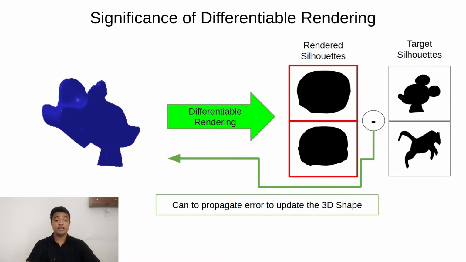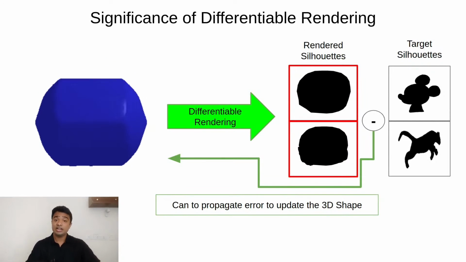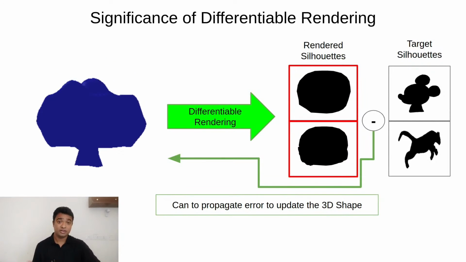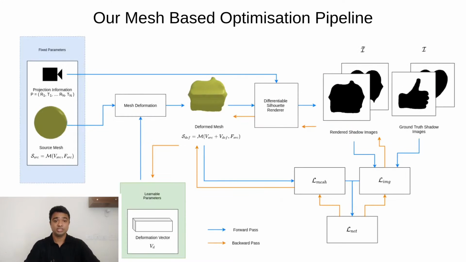Hence, in our pipeline, we can randomly initialize the 3D sculpture S, render its silhouettes from n different directions, and iteratively optimize S to reduce the error between target and rendered silhouettes. We use the differentiable silhouette renderer provided in PyTorch3D. In our work, we choose two different representations for S, mesh-based and voxel-based representation.